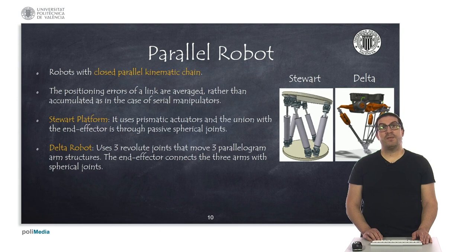The parallel robot has, by definition, a closed kinematic chain. One of the main advantages of this robot is that the position errors are averaged and they do not accumulate, as is the case of serial manipulators. When we talk about parallel robots, we can distinguish between 2 types, the Stewart platform type robots or delta robots. The first has 6 prismatic actuators that are used to move the end effector, with spherical joints, and they can frequently be found in driving or flight simulators, for instance. On the other hand, delta robots use 3 revolute joints to move 3 parallelogram arm structures attached to the end effector using spherical joints.